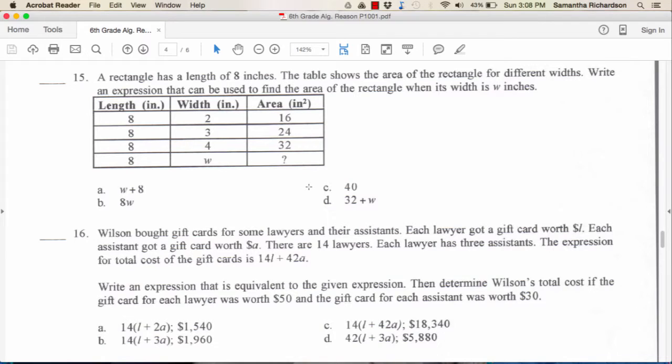Question 15. A rectangle has a length of 8 inches. The table shows the area of the rectangle for different widths. Write an expression that can be used to find the area of the rectangle when its width is W inches. We have the length in inches, the width in inches, the area in inches squared. A. W plus 8. B. 8W. C. 40. D. 32 plus W.